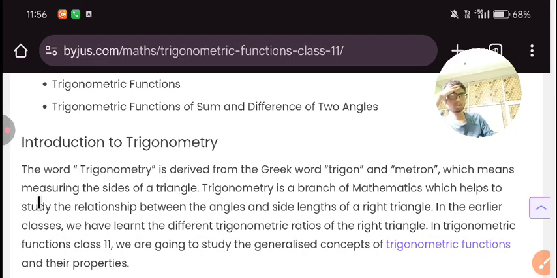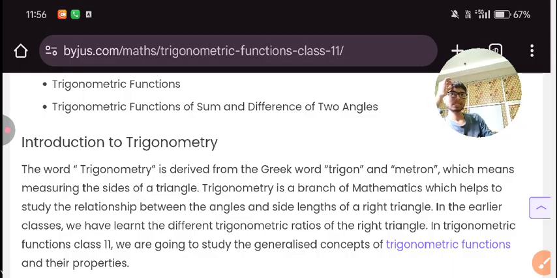Introduction to trigonometry. The word trigonometry is derived from the Greek words trigono and metro. Trigono means three angles, three sides. Metro means measurement, which means measuring the sides of a triangle. Trigonometry is a branch of mathematics which helps to study the relationship between the angles and the side lengths of the triangle.